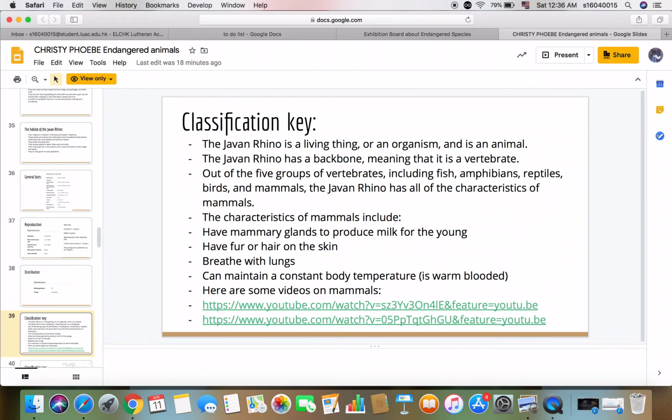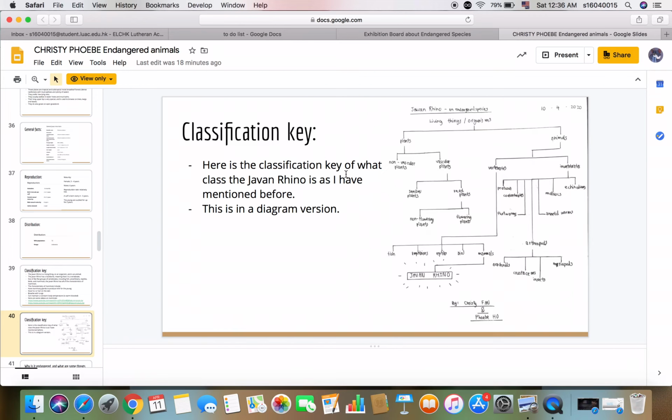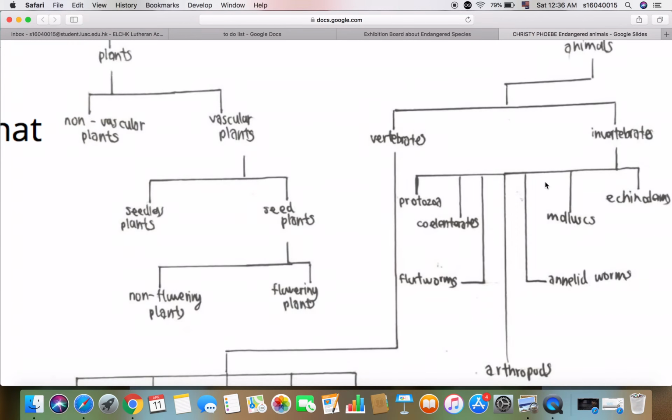Here are some videos on the mammals, as you can see here. And here's a classification key of what class the Javan rhino is, as I've mentioned before, and it is a diagram version, so you can see.